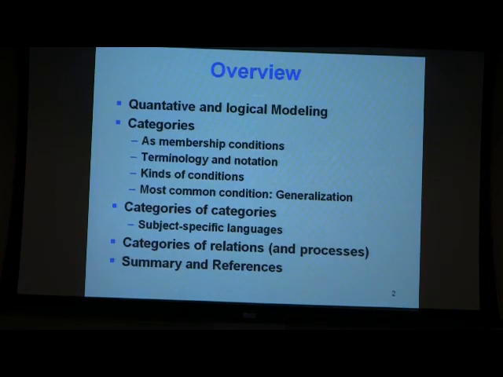The overview is basically first just a brief comparison between modeling you're probably familiar with, of the quantitative kind, and the logical kind. And then we'll talk about the central concept in logical modeling, which is categories and the various aspects of it. We'll talk about building categories of categories, which relates directly to building domain-specific languages like engineering languages. Then we'll talk about applying categories to relations, and also just one slide on processes, so you can have an idea how that works. And then summarize.